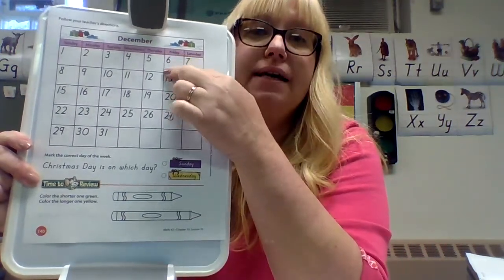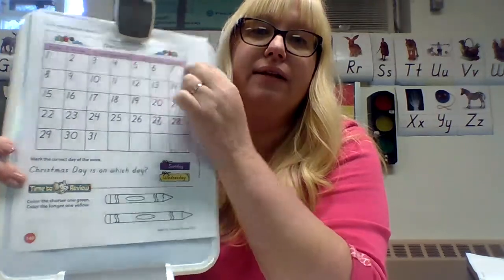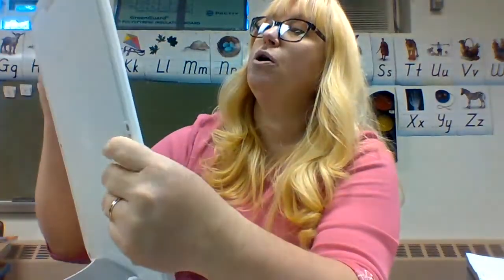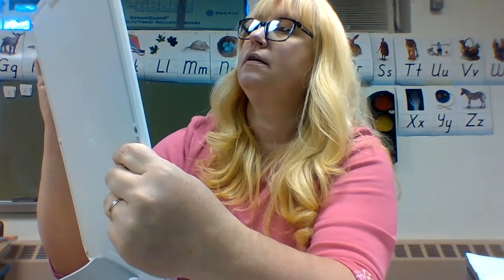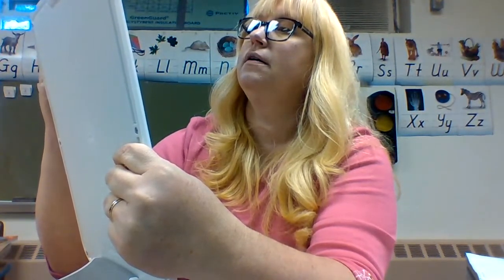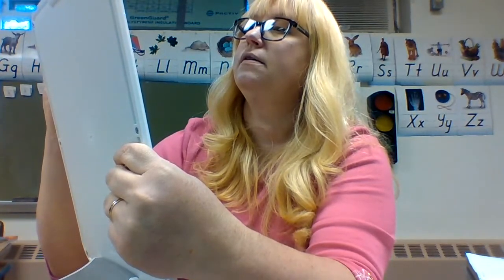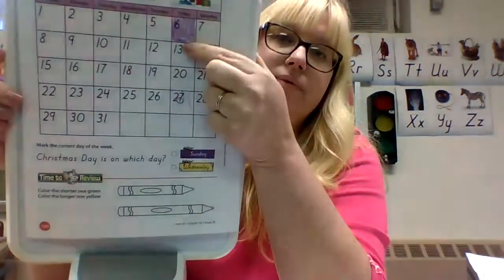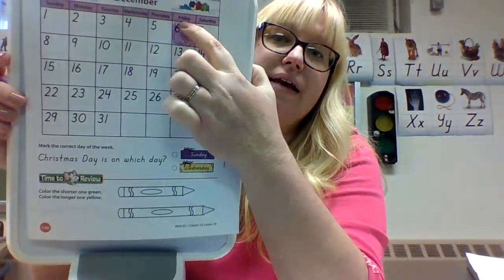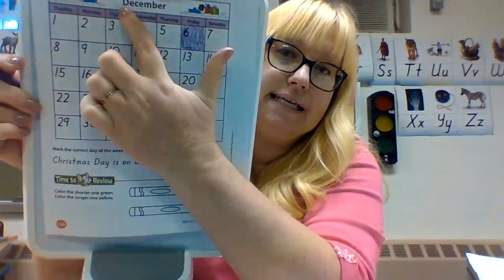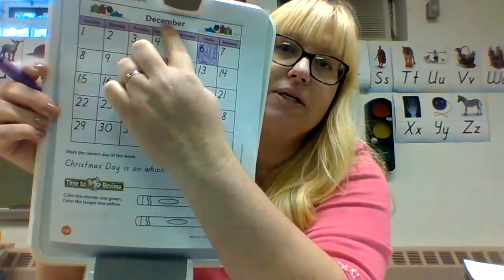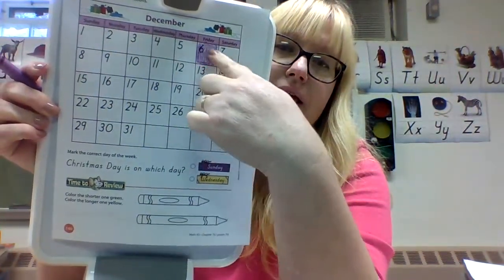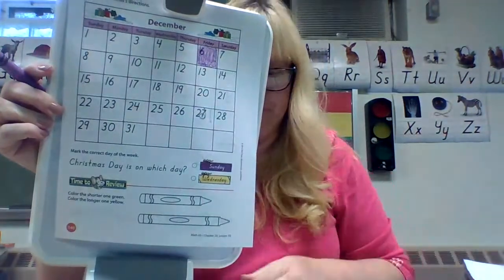So see this box here? I'm going to show you. You're coloring the box with the number 6 in it, purple. All right, so right there, that box. Friday, see the word Friday there? This is December. Tilt this back a little bit. December 6th. Color that box purple.